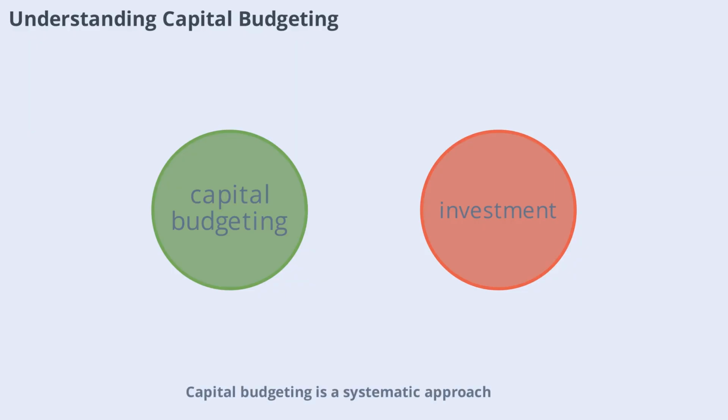Capital budgeting is a systematic approach to evaluating and selecting long-term investments. This process helps organizations decide which projects or assets are worth funding based on their potential to generate future value. Capital budgeting involves forecasting cash flows, assessing risks, and comparing expected returns. By using tools like net present value (NPV) and internal rate of return (IRR), decision-makers can prioritize investments that align with strategic objectives. Now let's explore why capital budgeting is essential for sustainable growth.